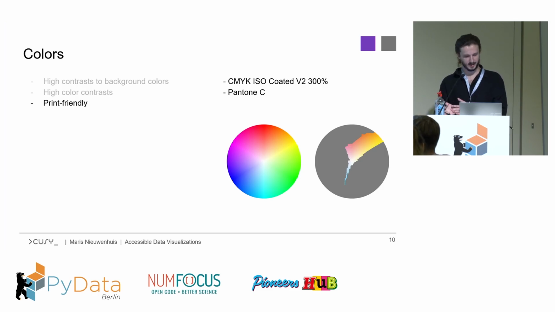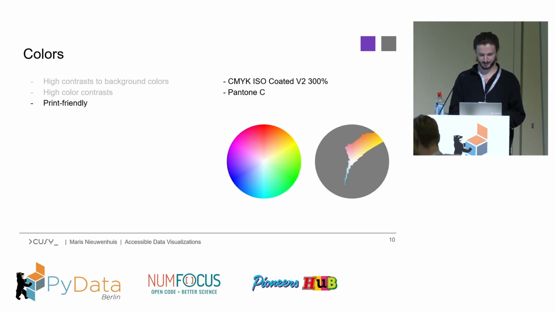For that, we decided to go with the most common color space used in the EU, which is the CMYK ISO-coated V2. And because that was kind of hard to hit in some places, as I'll show you next, we decided to also accept the Pantone C palette, which is also suitable for printing. These graphics show, on the one side, the full color circle, and on the other side, what's available from the color circle when you want to have full saturation in the CMYK format.